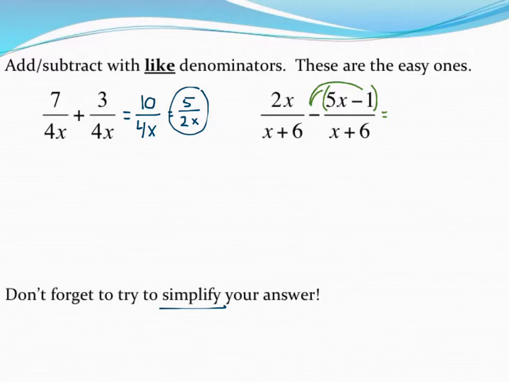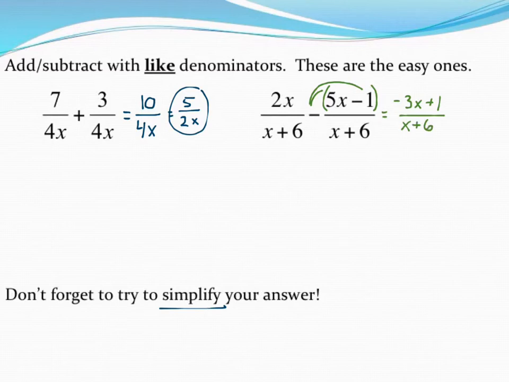So subtracting straight along the numerators, 2 minus 5x is negative 3x. And then subtracting a negative 1 will have the effect of changing that into a plus 1. Again, if you forget to use the parentheses or forget to distribute, a lot of people put a negative sign right there, and that is wrong. It should be plus 1. And then once again, your denominator stays the same. Your common denominator does not change once you've found it.